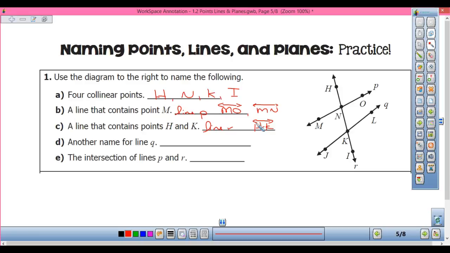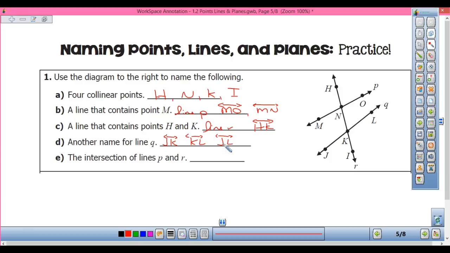What's another name for line Q? JK. We could call it KL. We could call it JL. Okay, so you'll see on your assignment today that there's various correct answers on this.